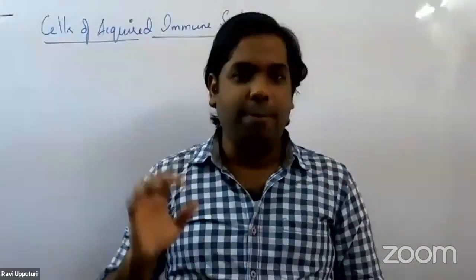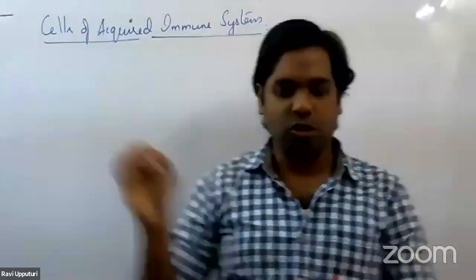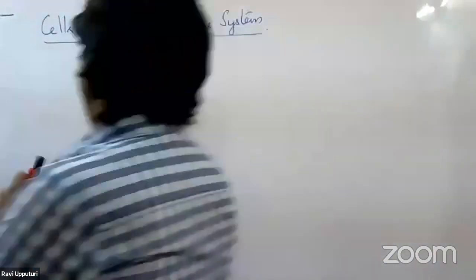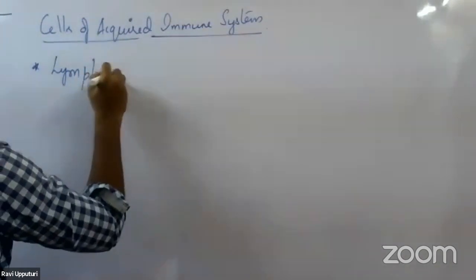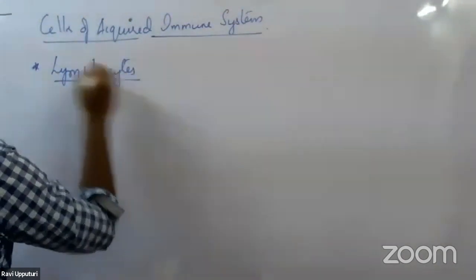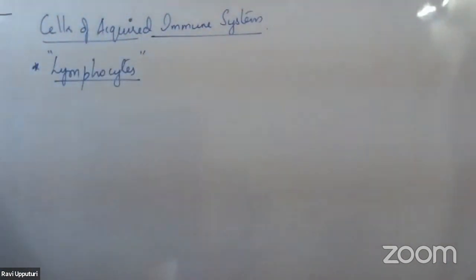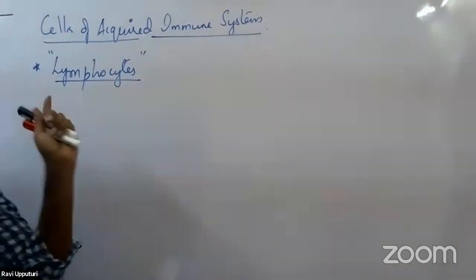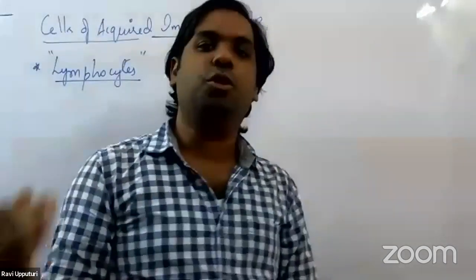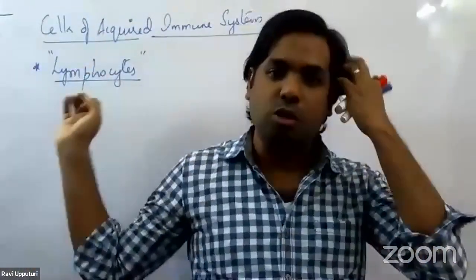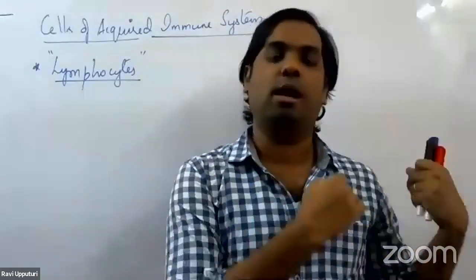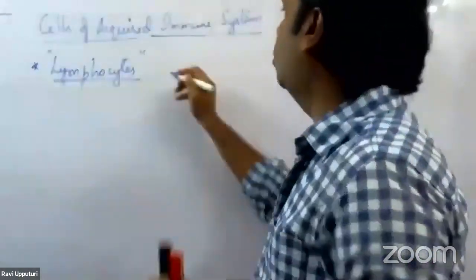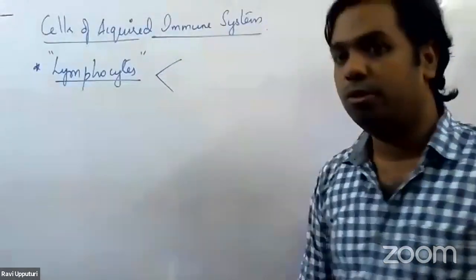Basically the type of cells that are a part of the acquired immune system are lymphocytes. So lymphocytes are the basic cells and the major constituents of the acquired immune system. We have two different types of lymphocytes being produced in our body.